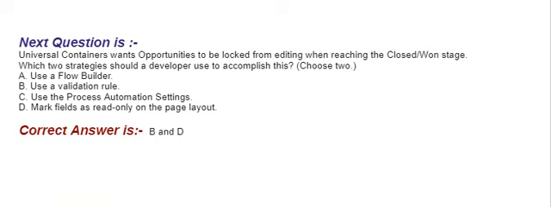Next question is, Universal Containers wants opportunities to be locked from editing when reaching the Closed Won stage. Which two strategies should a developer use to accomplish this? Choose 2. Option A. Use a flow builder. Option B. Use a validation rule. Option C. Use the process automation settings. Option D. Mark fields as read only on the page layout. Correct answer is option B and D.